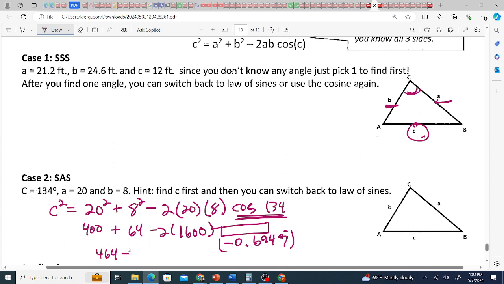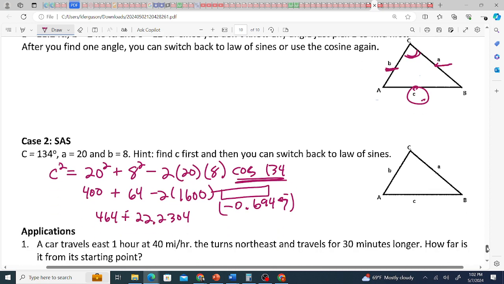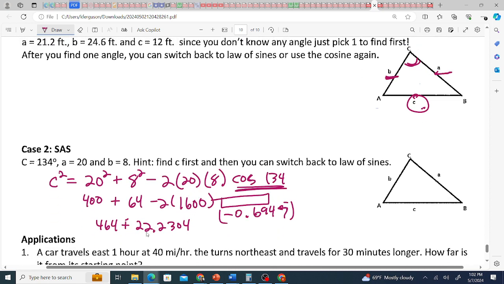Well, that's going to be plus 2,222.304. So 464 plus 2,222.304. Yep, that's a negative 2, but this is also negative, so the negatives cancel each other out. So my final answer, 0.2304. That's my final answer.